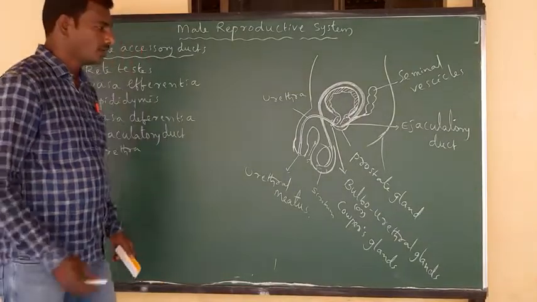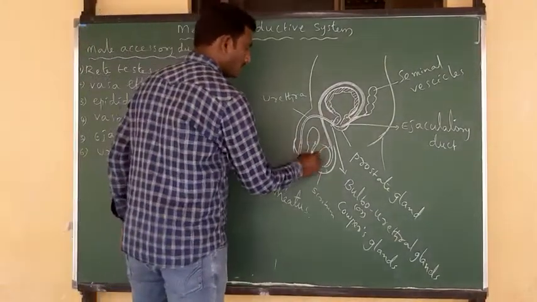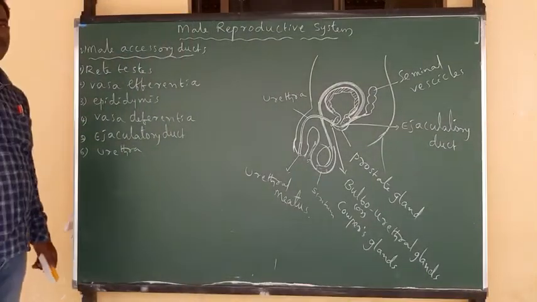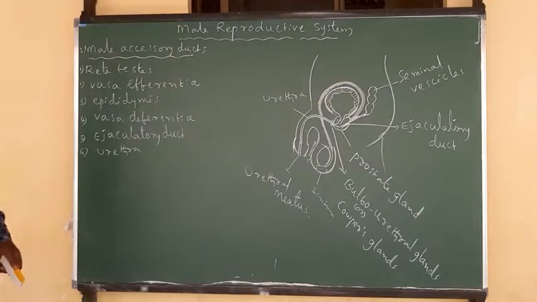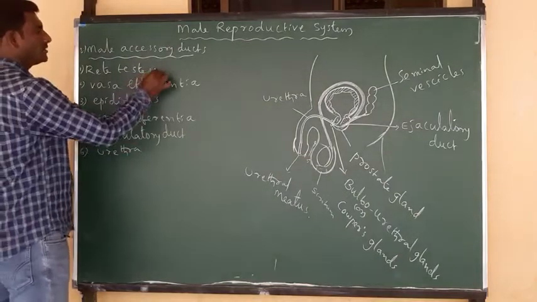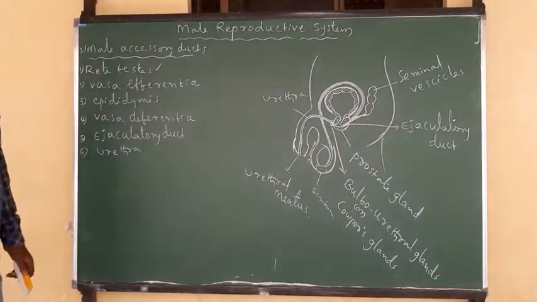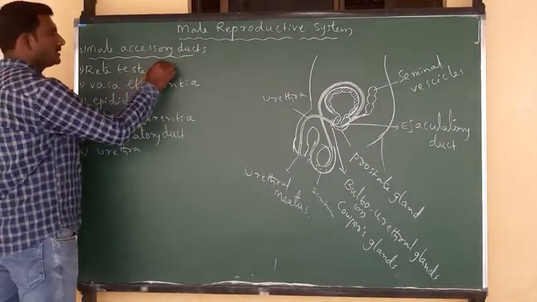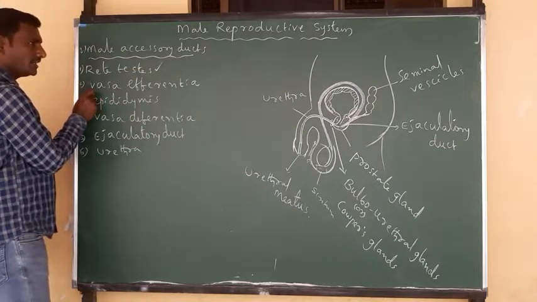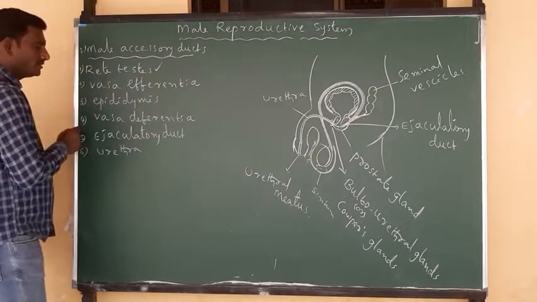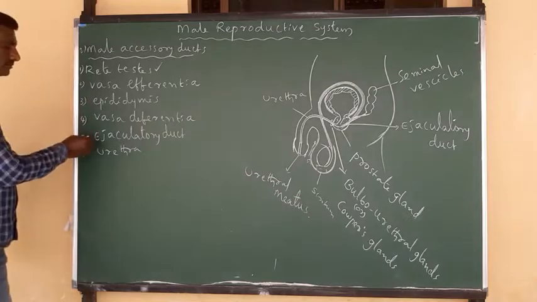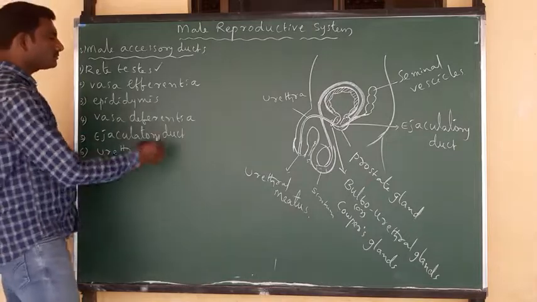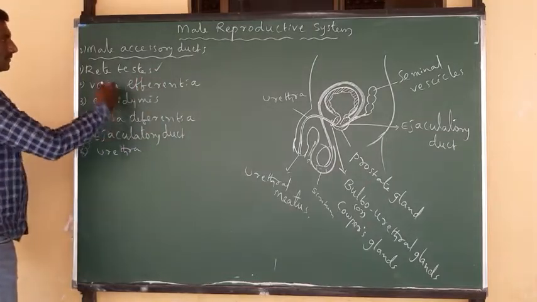After completion of the testis, the next part is the male accessory ducts. The male accessory ducts start with the rete testis. After the rete testis, the next part is the vasa efferentia. Next, the epididymis, vas deferens, ejaculatory duct, and finally the urethra. So in total, 6 types of ducts are there.